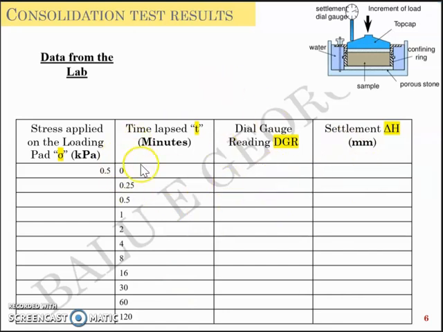Now, this is typical data that you take from the lab. Basically, once you complete a test, the readings that you take will be the time and the dial gauge reading. From the dial gauge reading, you can find out the settlement or delta H.